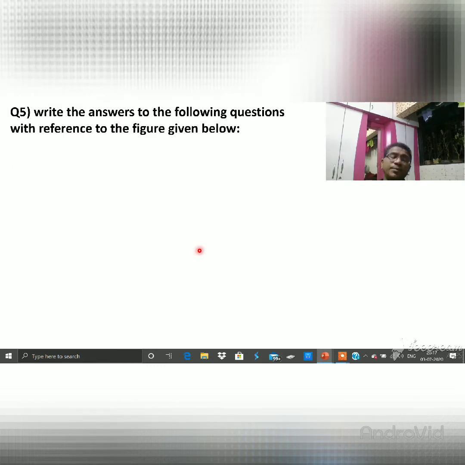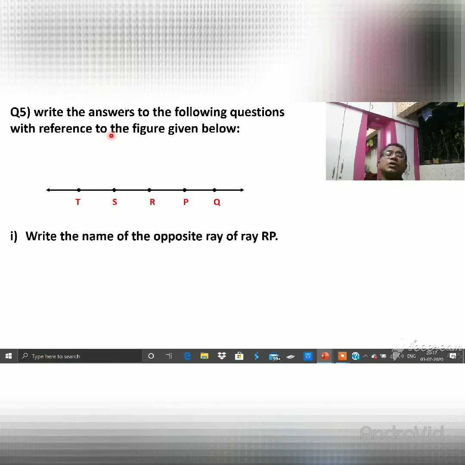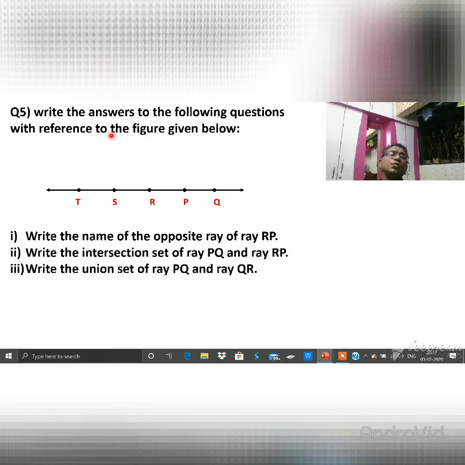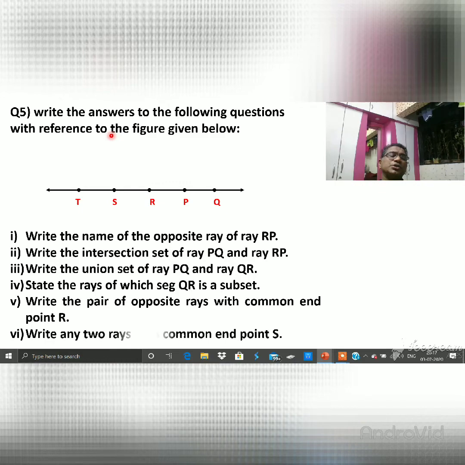Then this is problem number 5. Write the answers to the following questions with reference to the figure. Here they are showing the figure, and with the help of that figure, whatever questions are asked to you, you must find all the answers. So first we write all the questions which are given to us. I think 6 problems are given to us.